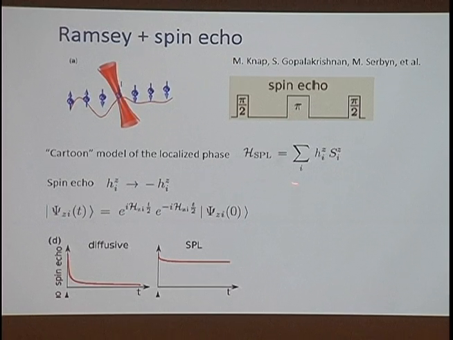Well, okay, there is one super simplified picture. Let's take the single particle localized regime. That's where I really just have a random magnetic field coupled to the spin.